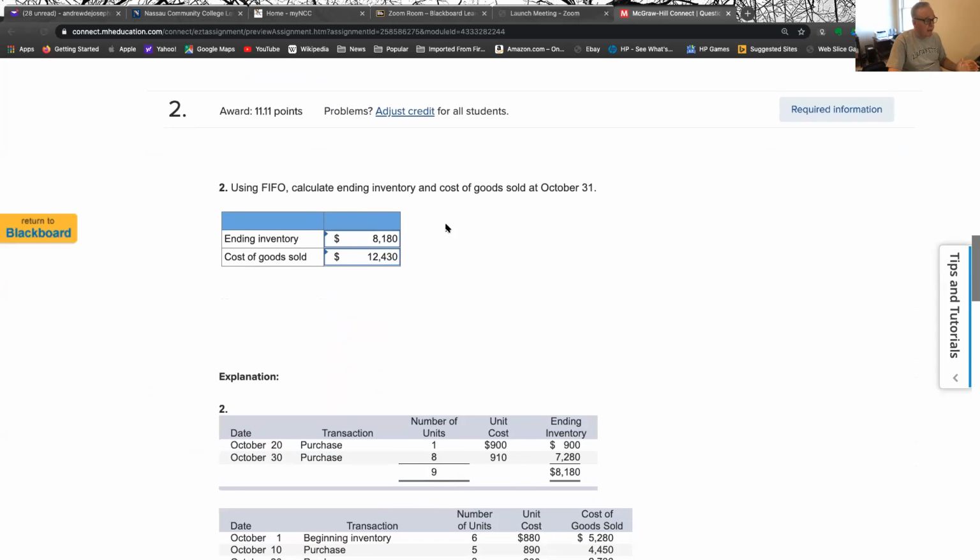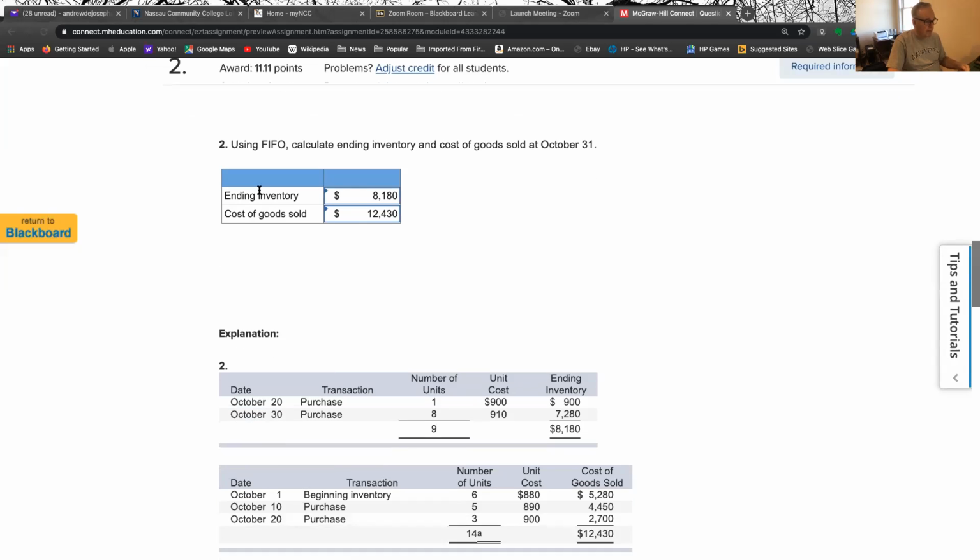Here's a second method. Using Fifo. What does Fifo stand for? First in, first out. In other words, the oldest products are the first ones sold. What do I have left on my shelves? The newest products. So calculate ending inventory and cost of goods sold using this method, the Fifo method.